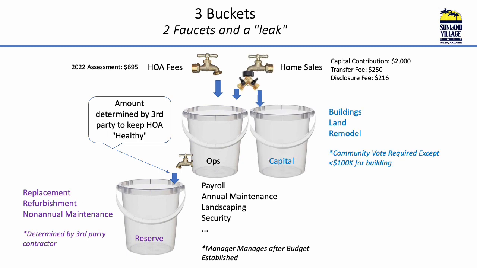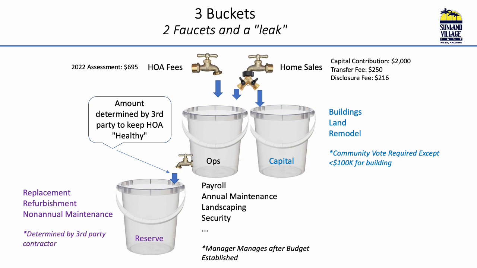Just to make things more complicated, we split this revenue stream into 2. The capital contribution goes into the capital bucket, and the transfer and disclosure fees go into the operations bucket. As shown here, the capital bucket funds new buildings, land purchases, and remodels. The community votes on everything from this bucket except for building costs that are less than $100,000, which the board can authorize. Pretty clear, huh?